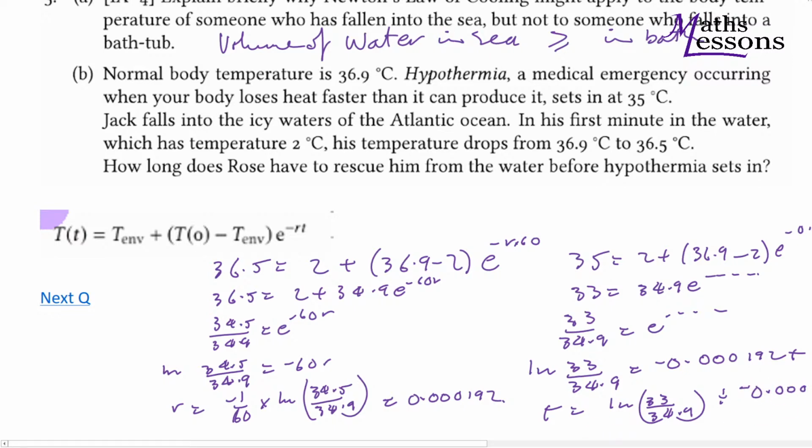And you should be keeping all the figures on your calculator here to get a more accurate answer. And if you've done it correctly, you should get t is about 291.6 seconds. So to the nearest second, it'd be 292 seconds. Right, next question.